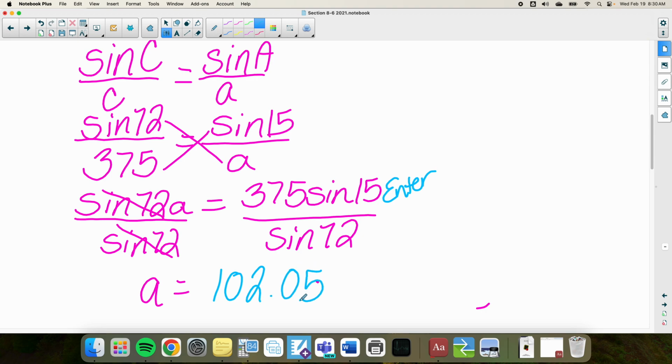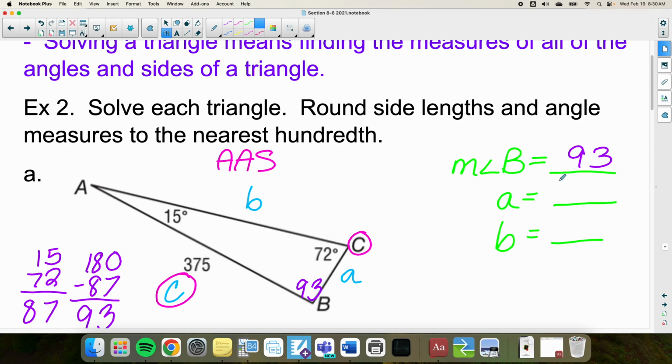102.05. And that is my little a. Is that what you guys got too? Okay, so that goes right here. And now we have to find little b.